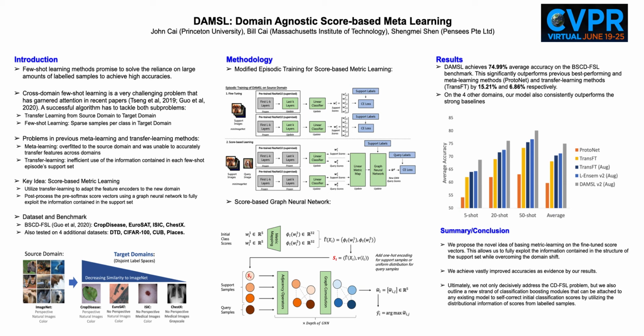And what I would like to emphasize as a final note is that our solution not only decisively addresses the cross-domain few-shot learning problem, but it provides an outline for a new way of boosting classification models by further post-processing the scores, by taking a support sample and labeling that, and then having that support sample guide our solution.